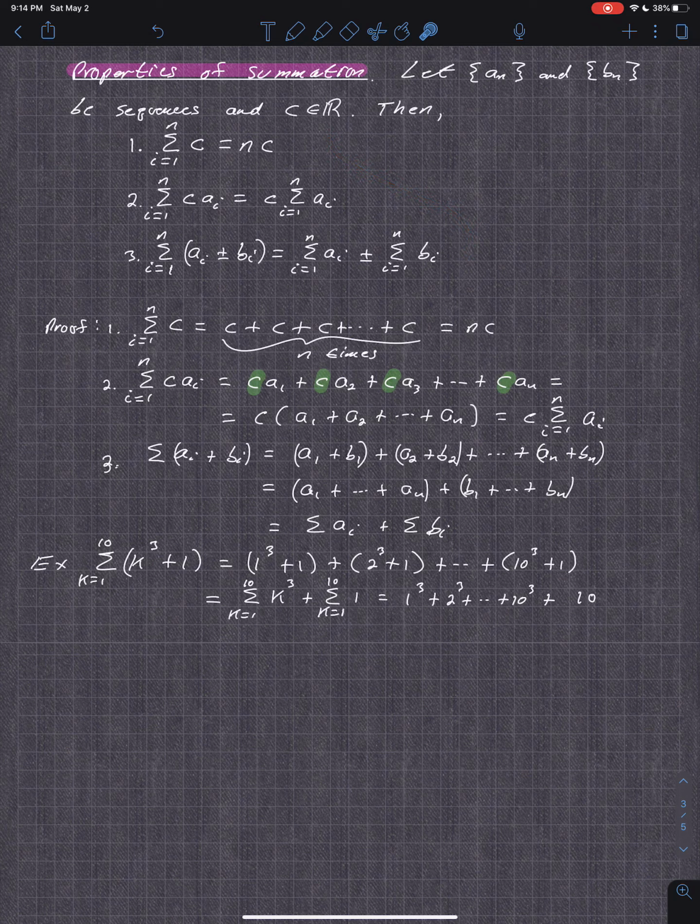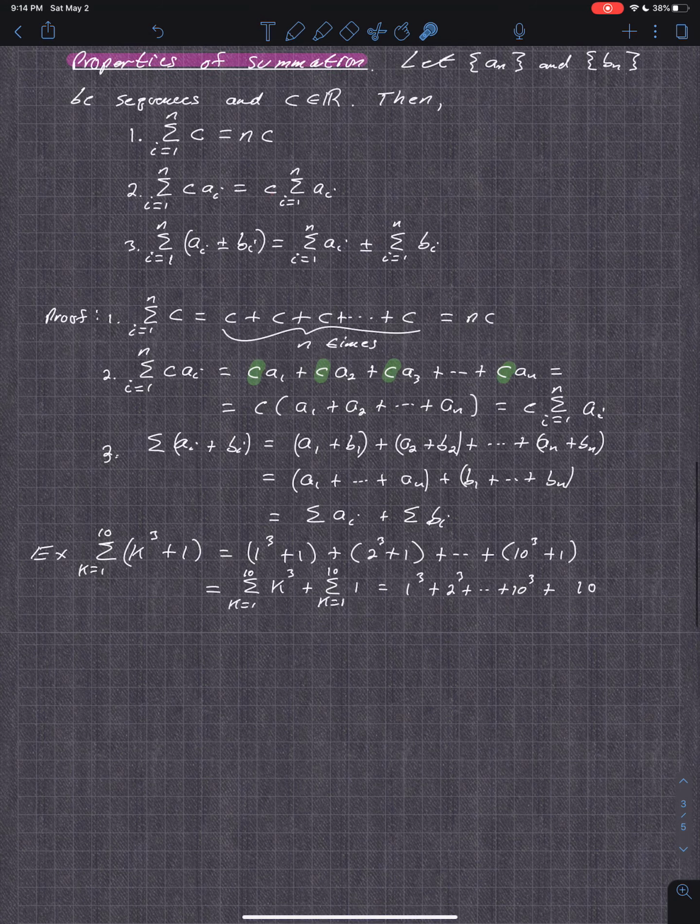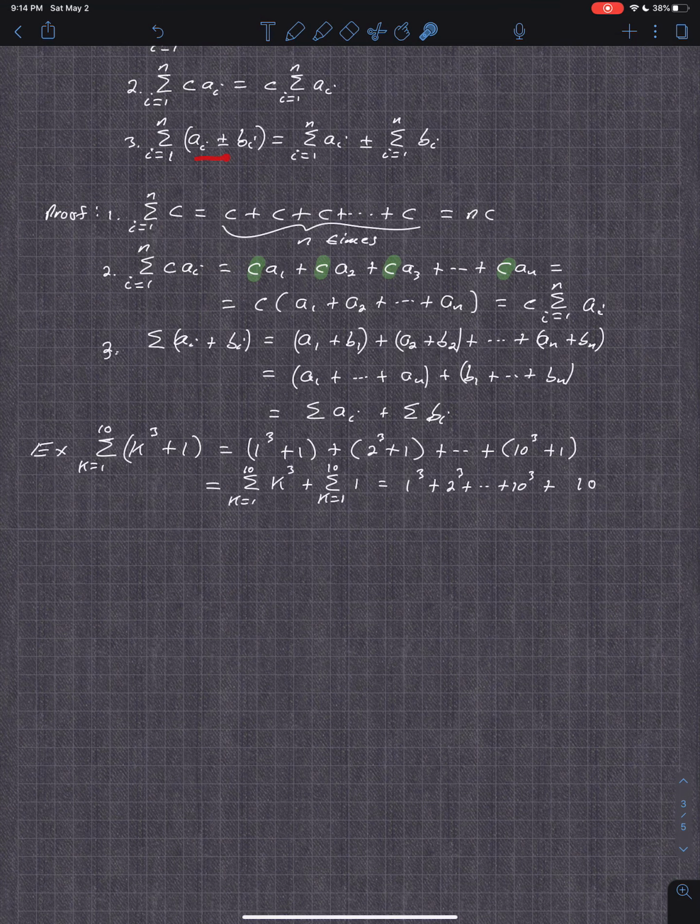So 1, the sum of just c, so you're not plugging anything else, is n times c. And then the sum of c times a sub i means you can just factor out the c. And the sum of a sub i plus or minus b sub i: basically you can either sum individual terms that are added together, or you can break it up into individual sums.